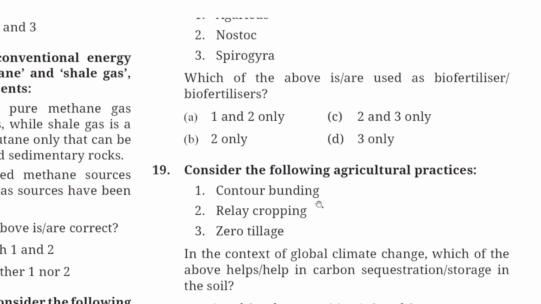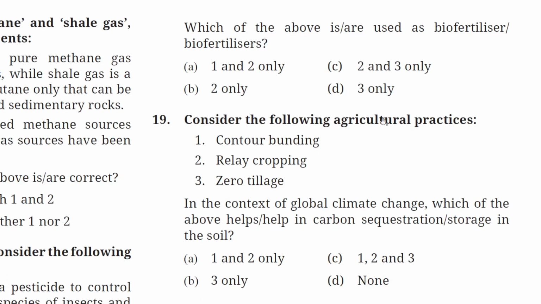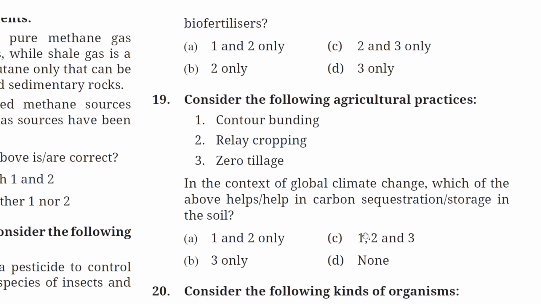Question number 19. Consider the following agricultural practices: contour bunding, relay cropping, zero tillage. In the context of global climate change, which of the above helps in carbon sequestration, storage in the soil? Which among the following helps in carbon sequestration? That is basically the question. Almost all can be the option here. So 1, 2, and 3.